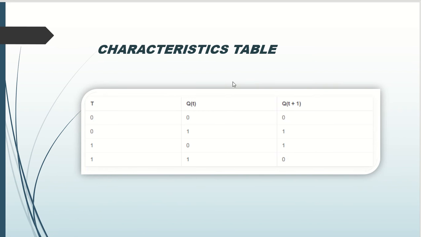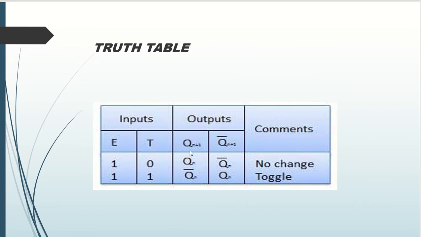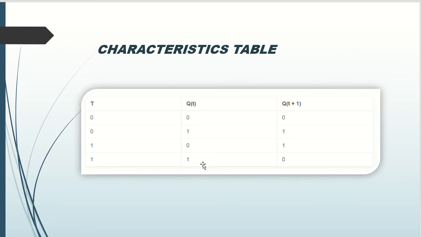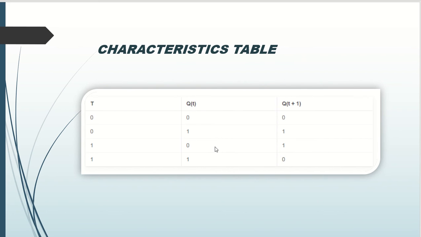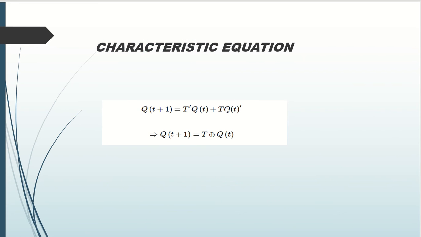Characteristic table from the truth table. In the 0 state there is no change in previous state. Previous state 0, put 0; 1, put 1. 1 means complement of previous state. Here 0, put 1. Here 1, put 0. Characteristic equation. The characteristic equation is derived from the characteristic table. Let's see demo for T flip-flop.